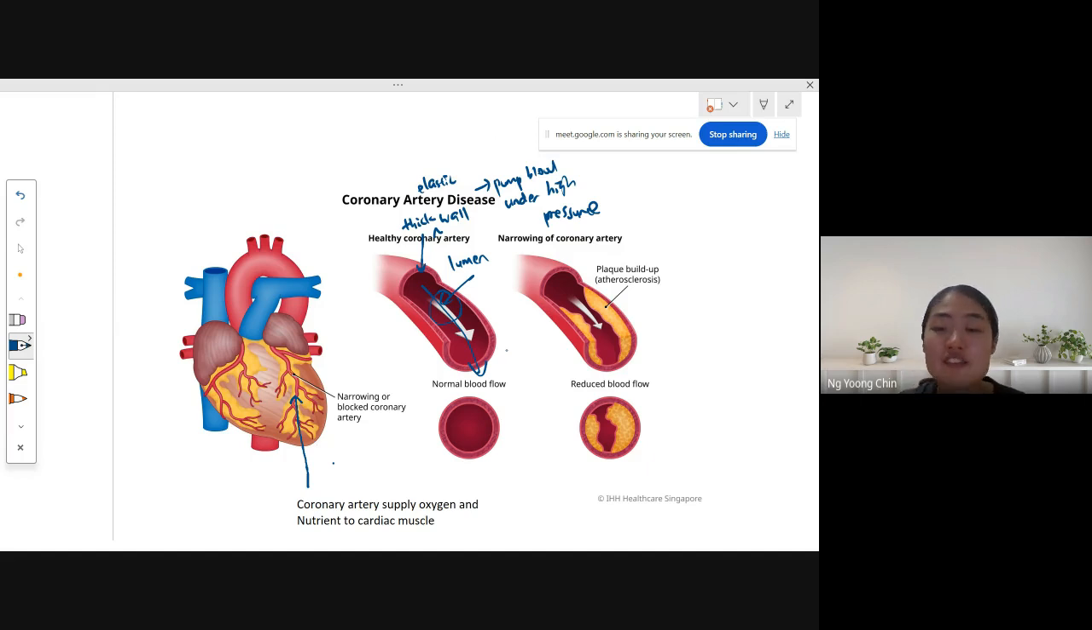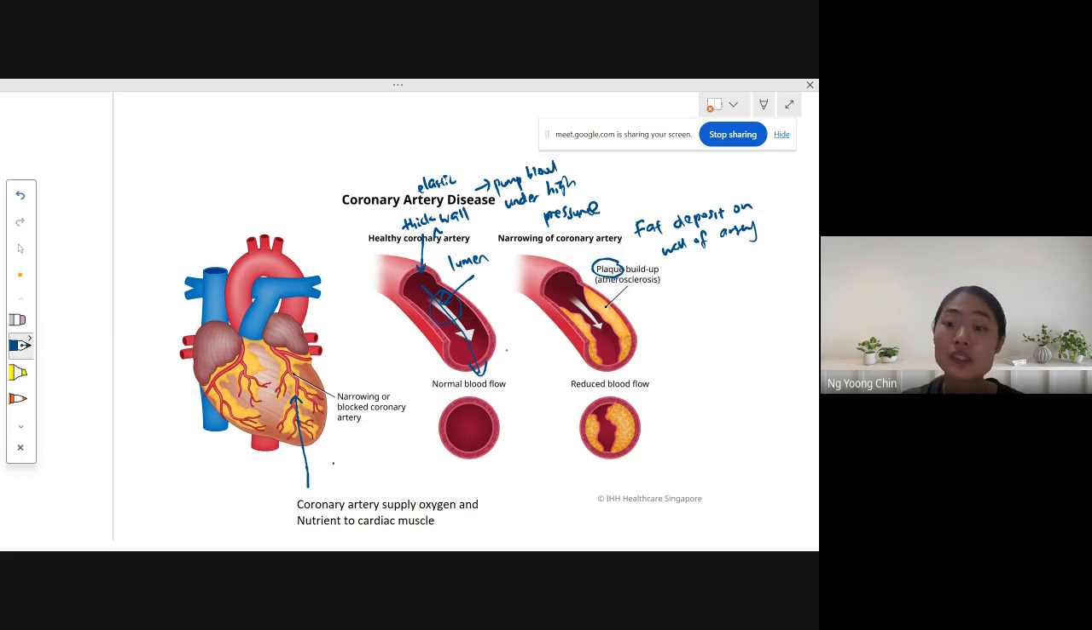However, when there is a fat deposit on the wall of the artery, what will happen? The fat will become plaque. Plaque means the fat combined with other components like calcium, forming a very hard structure we know as plaque. So this plaque will build up within the artery lumen.